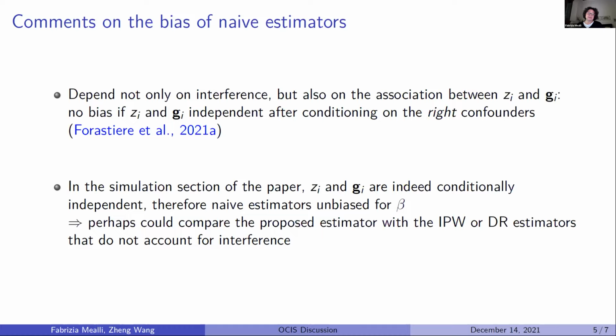So given that in the simulation section of your paper, you simulate the Z_i and the G_i as being conditionally independent given these X_C that you define there, in principle, the naive estimators, so for example, the usual IPW or double robust estimator that do not account for interference, if they include the right confounders in your scenario, they should be unbiased for beta. So maybe I'm just suggesting to compare the proposed estimators with these naive estimators and see how they perform.